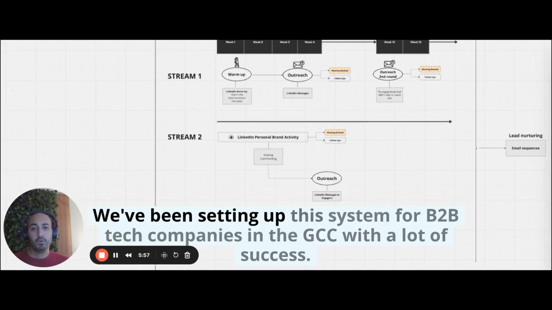We've been setting up this system for B2B tech companies in the GCC with a lot of success.